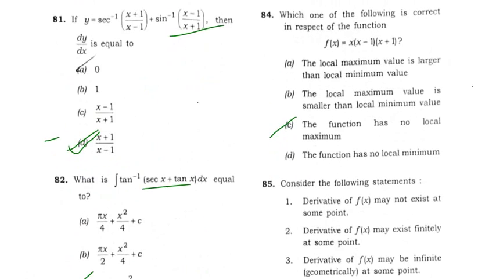Which of the following is correct with respect to the function f(x) is equal to x into x minus 1 into x plus 1? Okay, so it seems the function has no local maximum.